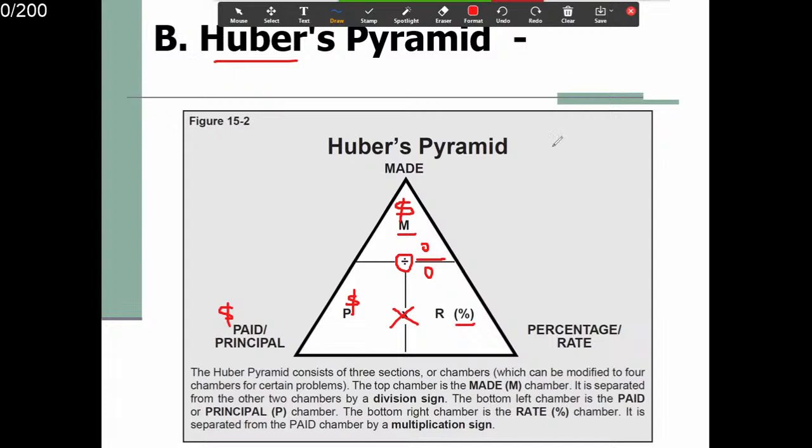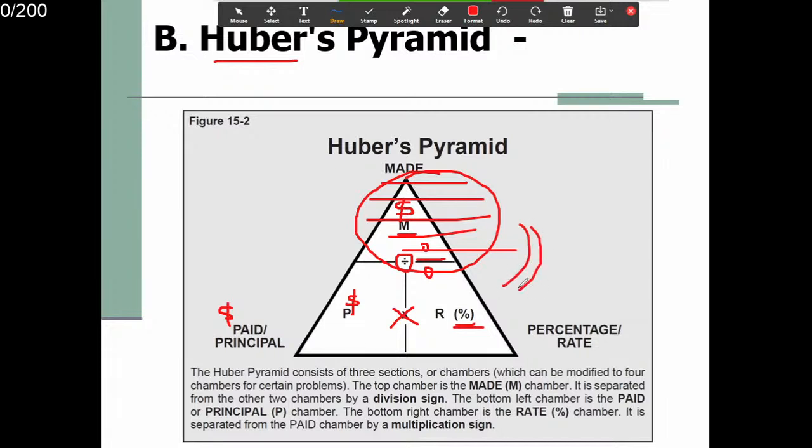Whatever it is that you try to figure out, you cover it up. Let's say you want to find out how much you made. So you cover this up. Then magically appearing in front of your eyes is that you have to times how much you pay in, how much you invest, times the percentage. Then it's equal to this equation.